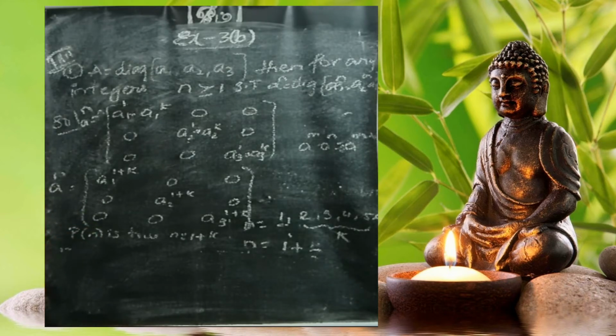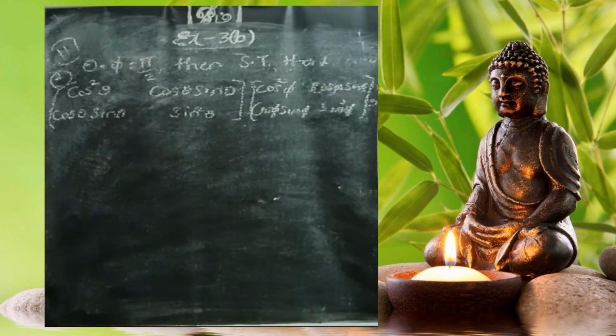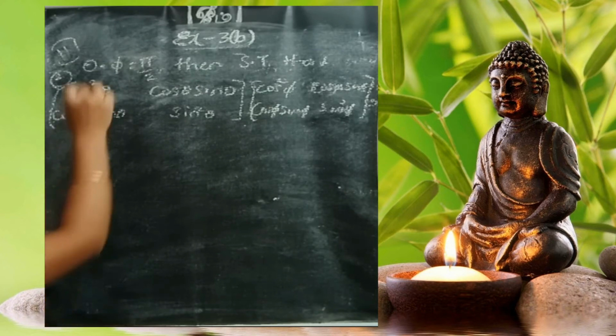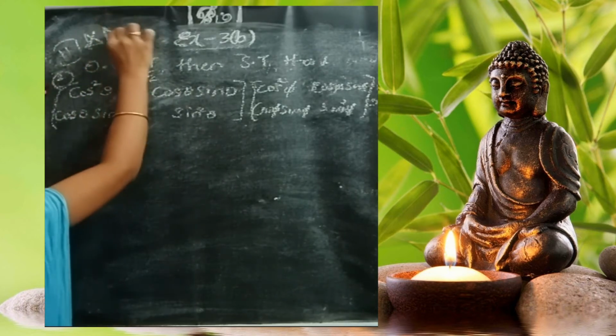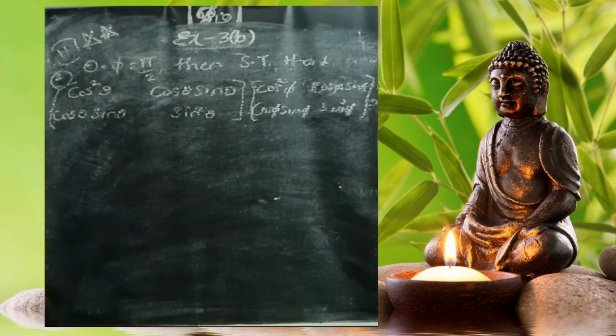Okay, now we'll go for another problem. This is a very important problem. They have asked this question many times for 4 marks. Let's see what they have given. Theta minus phi is pi by 2. That means they have given one condition there, and then show that they have given two matrices.